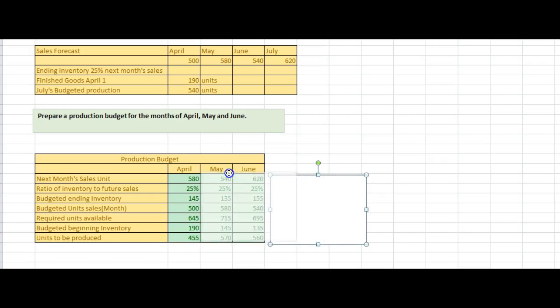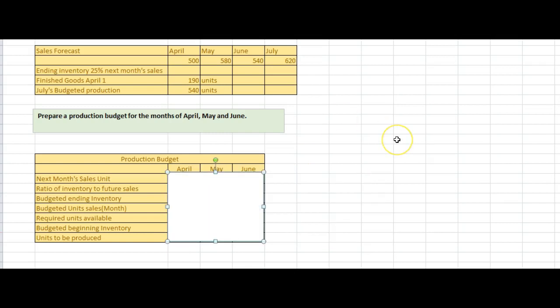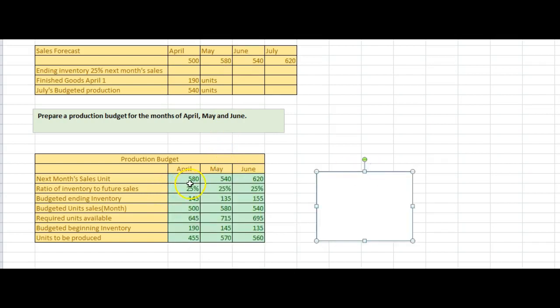This one is going to introduce you to the concept of figuring out the next month's ending inventory that you have to have as a requirement. So here's the information. And this one starts out with next month's sales. So sales for May are 580, June 540, and then 620. And it says we need to have 25% of that inventory at the end of April. So we're going to figure that first. We come up with 145, 135, and 125 by multiplying that by 25%.